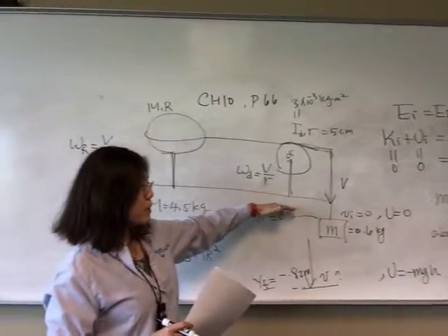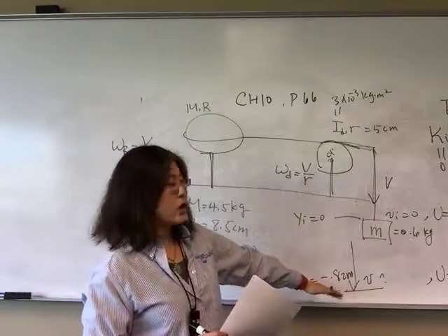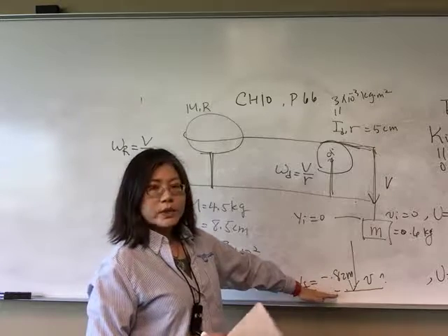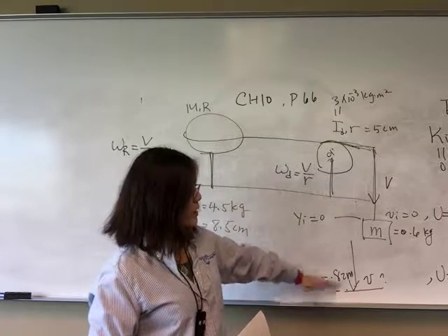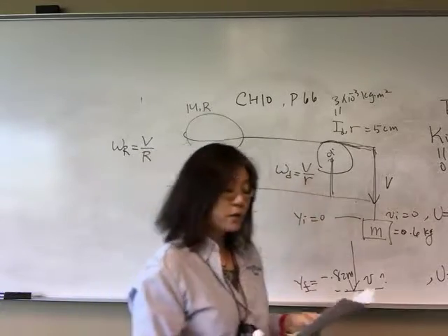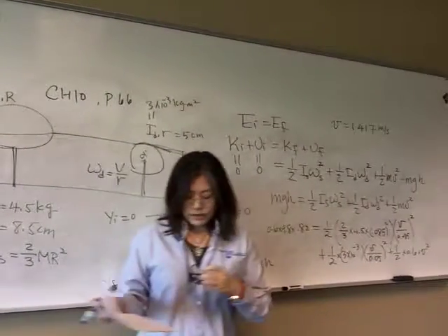If we define this to be 0, then this has to be negative mgh. Vice versa, you can define the potential energy at this point to be 0, then this has to be positive mgh because it's above the reference line. Okay, so that's that.